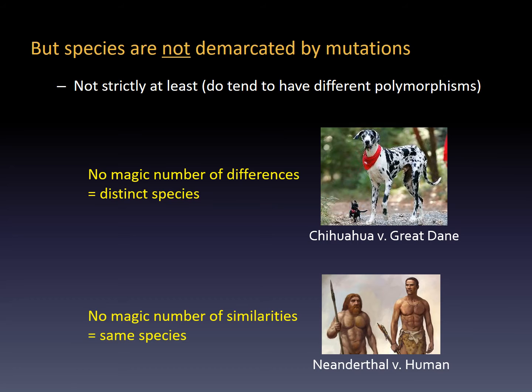Contrast that with two species like Neanderthals, which are now extinct, and humans. We had a lot of DNA similarities and a lot of physical similarities, so much so that we know Neanderthals and humans could have babies together, and yet they're classified as different species. The point is that species are not defined based on the number of mutations separating them. That's not a strict line.